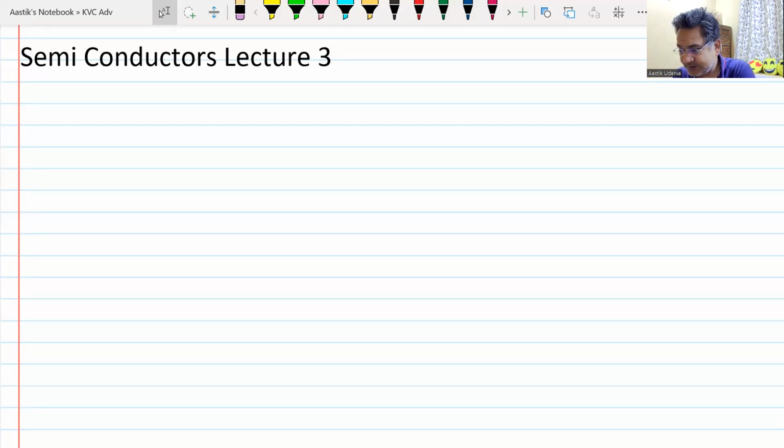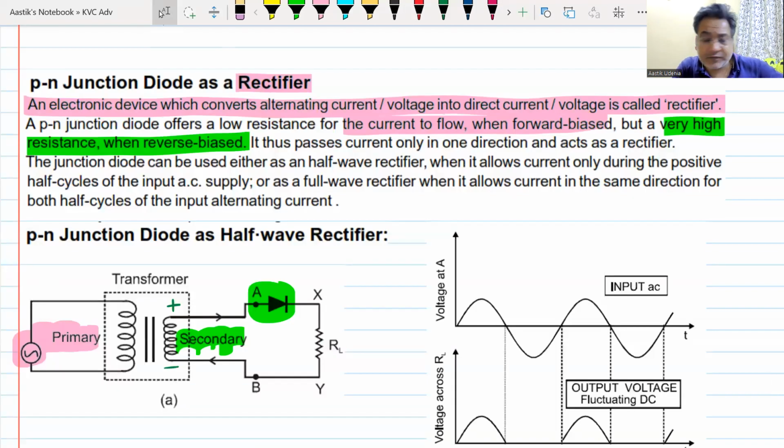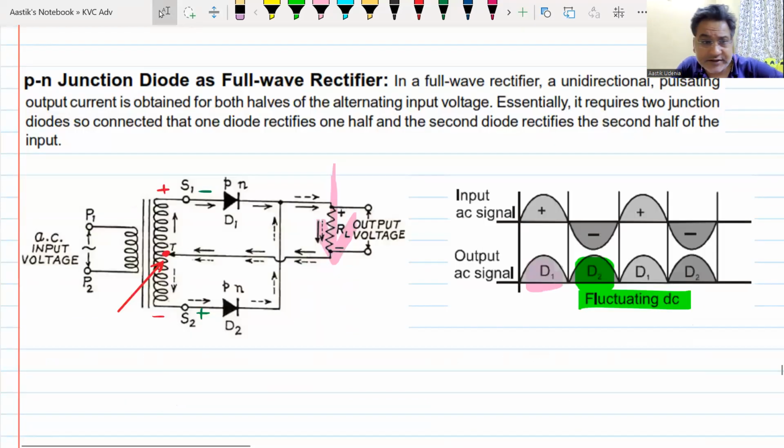This is lecture number 3 and we are dealing with semiconductors. If you remember in the last lecture, we had dealt with the different types of p-n junction diodes. We had seen their characteristics, basically the forward characteristics and the reverse characteristics, when it is forward biased and when it is reverse biased. We had seen its use, how we can use it as a rectifier, as a half wave rectifier, as a full wave rectifier or a bridge rectifier.